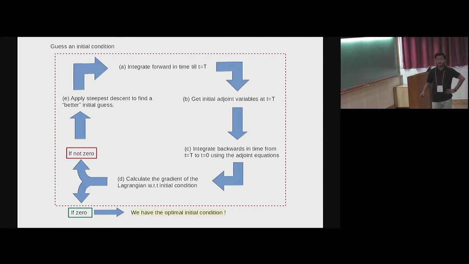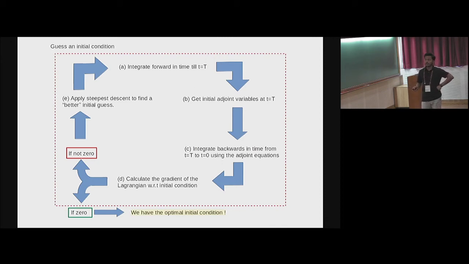You integrate forwards in time. In this case, you have the Navier-Stokes equation, and you get the adjoint variables at the final time. You're free to choose this capital T. Then you integrate backwards in time from capital T to 0. It is because when you derive the adjoint Navier-Stokes equation, you have the diffusion term as positive. You cannot integrate that equation forward, so you have to come back in time.